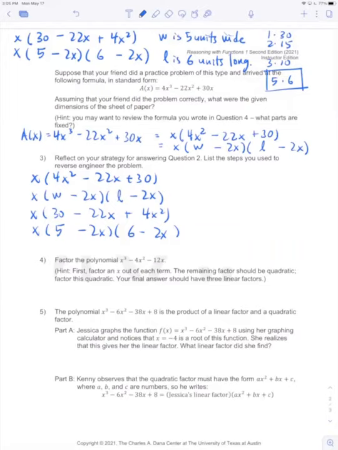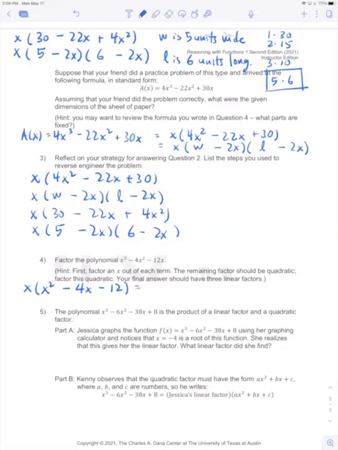Part 4. Factor the polynomial x cubed minus 4x squared minus 12x. So let's do this. It says first factor an x out of each term. So we'll get x, and then we'll get x squared minus 4x minus 12. The remaining factor should be quadratic, which it is inside the parentheses there. Your final answer should have 3 linear factors.